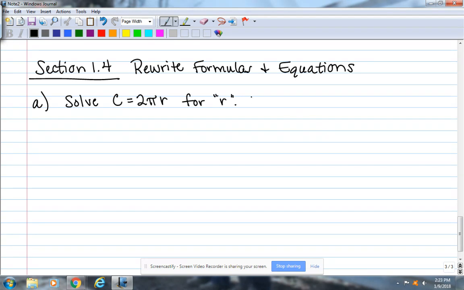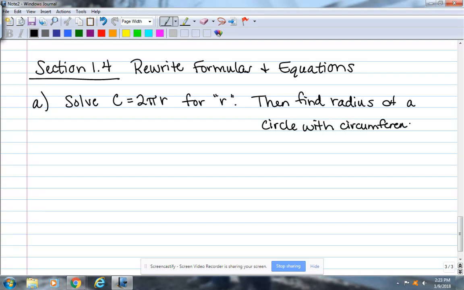And then we're going to find the radius, which is what r is referring to, of a circle with the circumference of 44 inches. Now, you don't have to write all that down. You can just write C equals 44 inches. Find r.